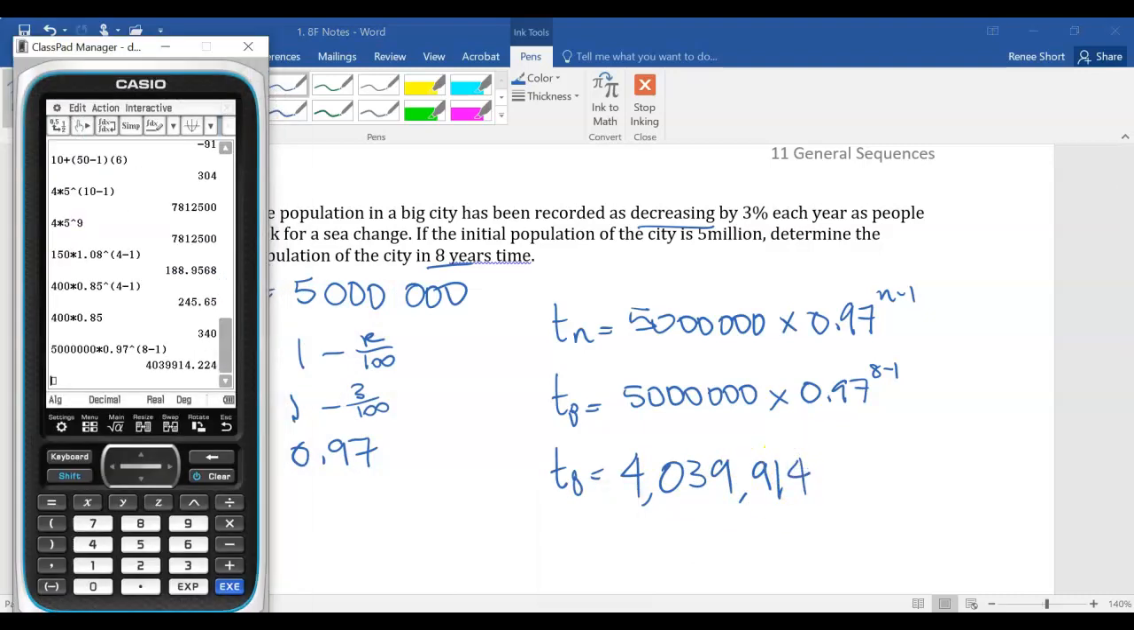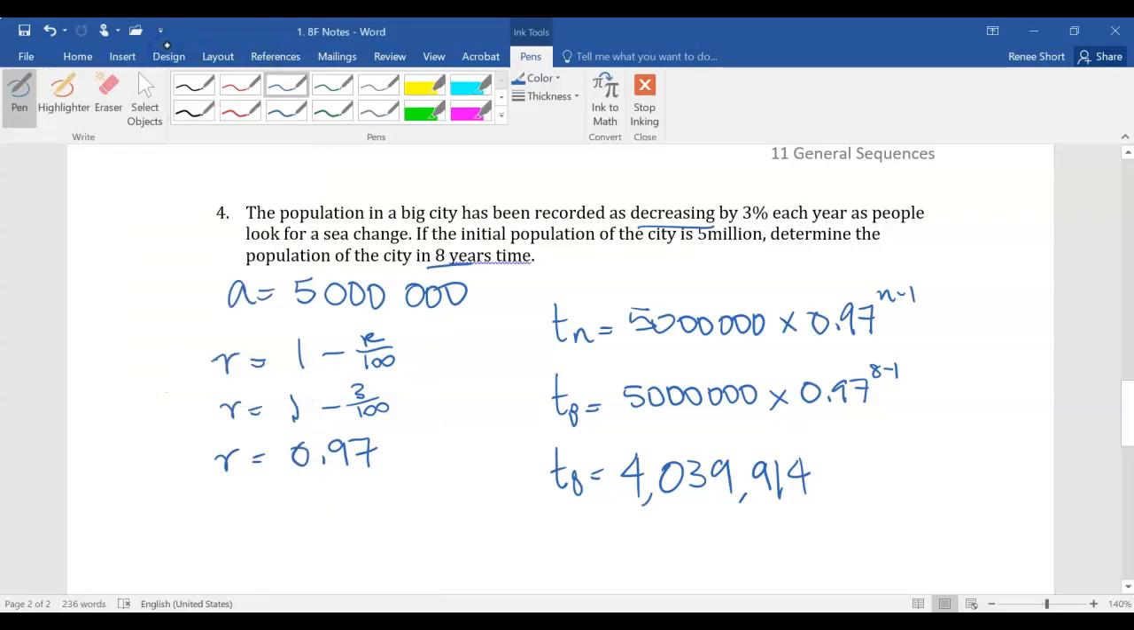Now, with these questions, because it's talking about population, remember I can't have like half a human or something like that. So it's redundant for me to keep those decimal places. But even if it was 0.6, I can't round that up and create a human. So every time I'm seeing a smaller answer, it'll always round down in this case, because I can't add on a bit more of a human. So in this case, 4,039,914 is the population after 8 years. So we can see then I started with 5 million, so I've lost nearly 1 million people in that 8-year time period.